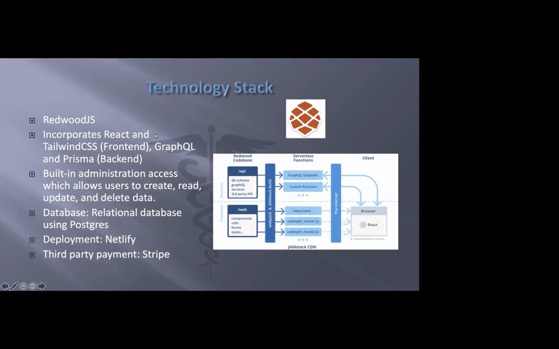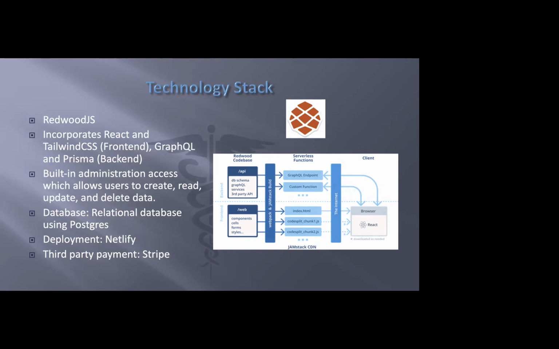In this application, we use the Redwood.js platform as our main platform. It incorporates the backend and the front end together. The front end is React and Tailwind CSS, and the backend is Prisma and GraphQL, with a relational database, which is Postgres.